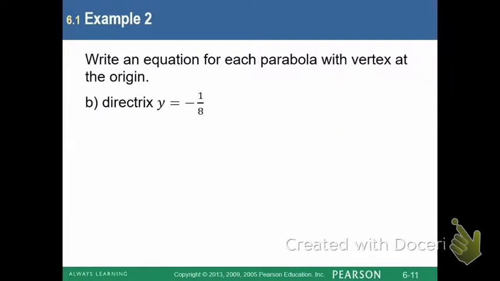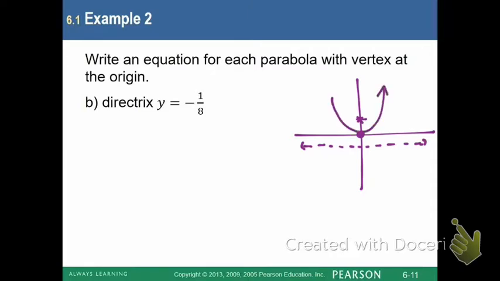And last one here, the directrix is y equals negative 1/8. Again, we need to figure out the equation. So if I want to just draw in a rough sketch here, they tell us that the vertex is at 0, 0. Okay. They tell us that the directrix is the line y equals negative 1/8. Remember, if it's y equals, that's a horizontal line. So you go down 1/8. There's the directrix, which means the focus would need to be up here at positive 1/8. And then the parabola would need to open around that.